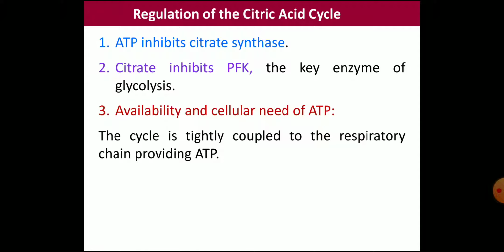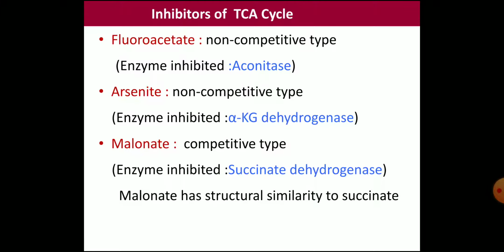The cycle is tightly coupled to the respiratory chain providing ATP. So usually this cycle and the electron transport chain are tightly coupled so that the ATP level can be maintained. Now the inhibitors, we have already mentioned during the reactions, but you can mark out the inhibitors in each reaction of the cycle itself. Okay, so fluoroacetate acts at the aconitase step, that is the second step, where citrate is converted to isocitrate.